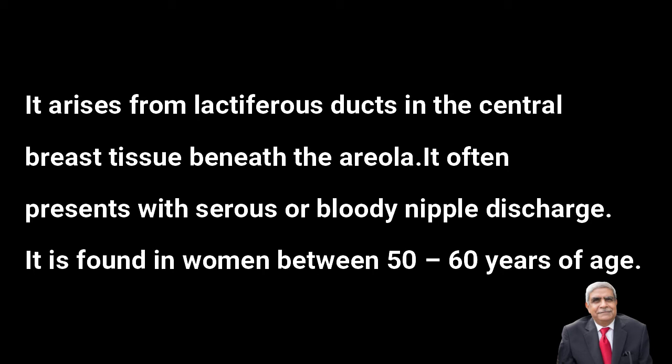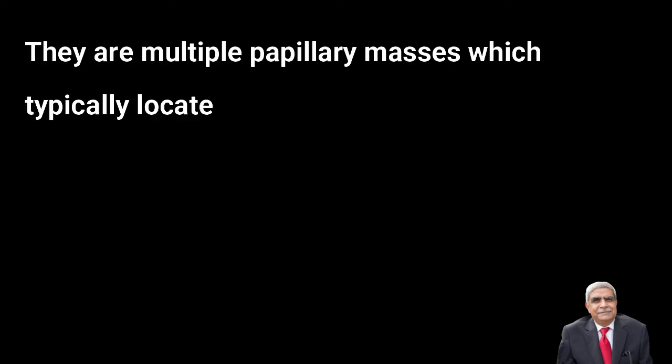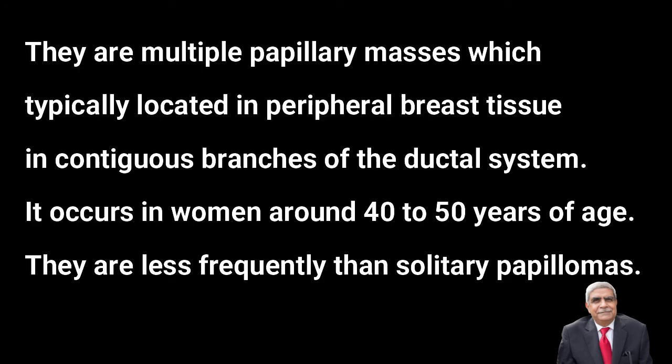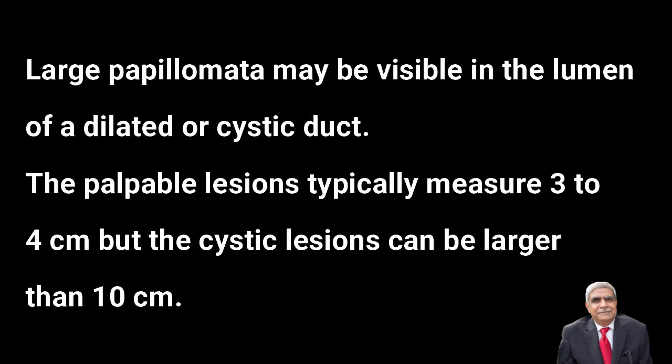It is found in women between 50 to 60 years of age. Multiple papillomas are multiple papillary masses which are typically located in peripheral ductal tissue in contiguous branches of the ductal system. It occurs in women around 40 to 50 years of age. They are less frequent than solitary papillomas. Gross appearances: large papillomata may be visible in the lumen of a dilated or cystic duct. The palpable lesions typically measure 3 to 4 centimeters, but the cystic lesions can be larger than 10 centimeters.